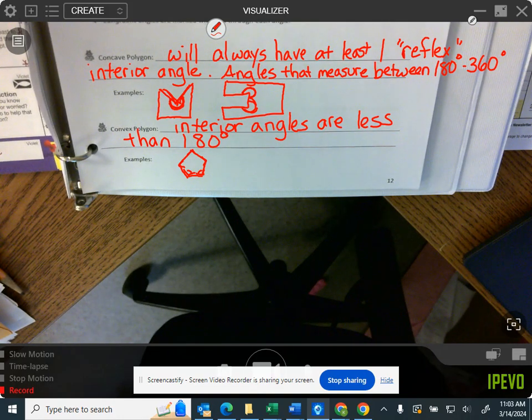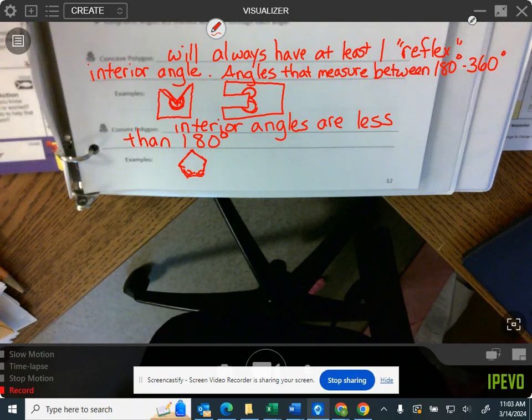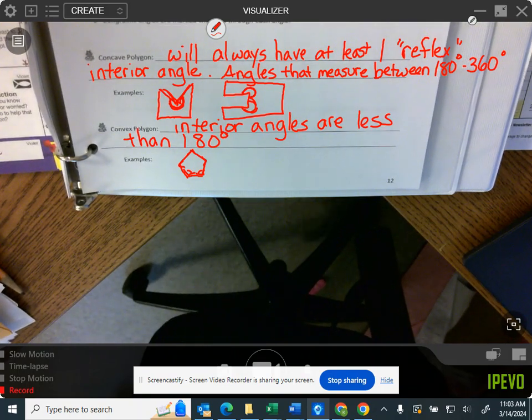Your test is next week. It's up to you if you're going to pay attention and understand the difference. This is the whole objective, knowing if it's regular, concave, or convex, and knowing how many sides there are, what name that polygon has. So you need to know this.